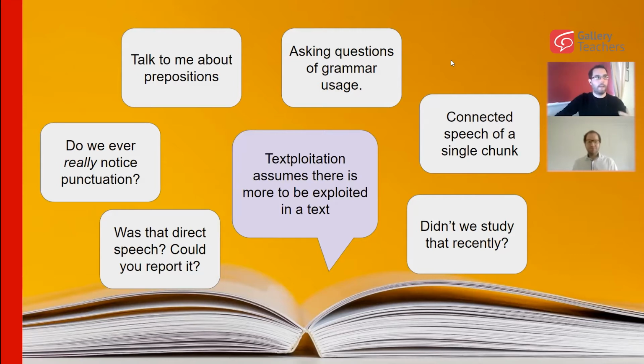If you're starting out on your textploitation journey and you're not sure where to start, this question of why is a beautiful beginning. Returning to a text, a single line. Why did the writer choose this word, this piece of grammar? Why did the speaker say it in this way? Why did they stress that word? That discussion between you and your students will help develop your skills, but also theirs. So I think it's a really nice starting point.